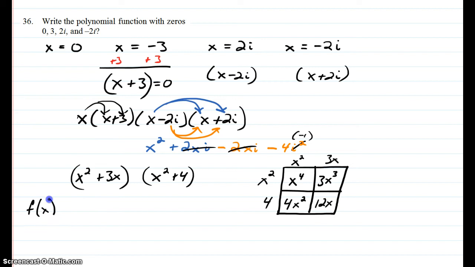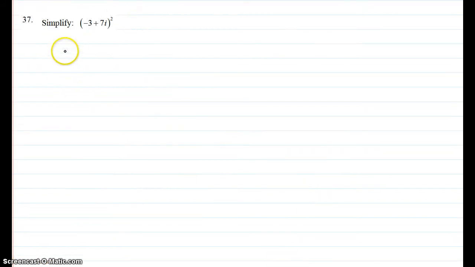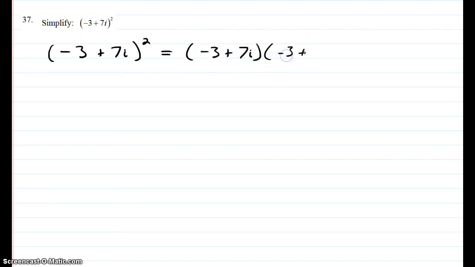So our function is going to be x to the 4th plus 3x cubed plus 4x squared plus 12x. And so finally at 37 we have the negative 3 plus 7i squared, which is just negative 3 plus 7i times negative 3 plus 7i. So you can distribute this out. You can do the box method. Doesn't really matter.